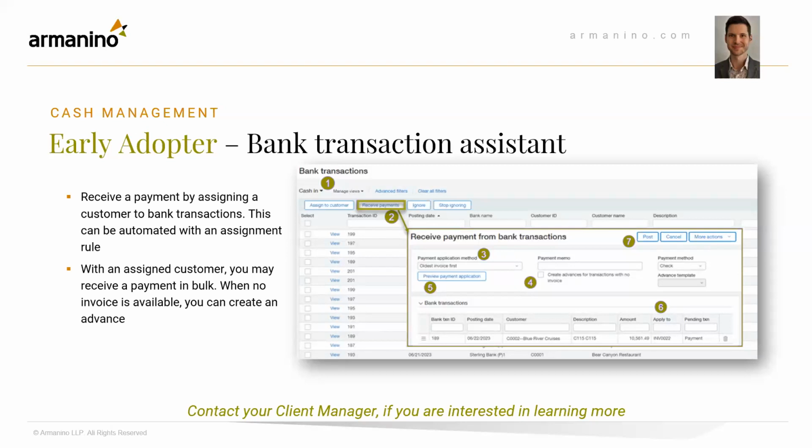But from the bank transactions, you can see that you have the option to select a transaction and receive a payment. From there, you can assign it to the associated invoice, add whatever values you need or description, and select post. And this is all done within the cash management module. So this eliminates the need to go back and forth between AR and cash management. It's all done in one place. But if you're interested in joining the early adopter program, definitely contact your client manager and they would be able to get you set up.